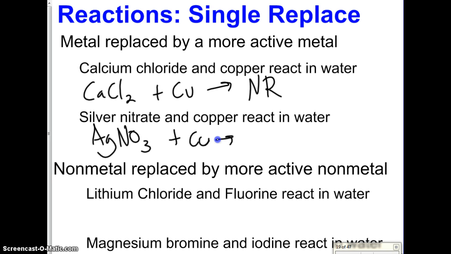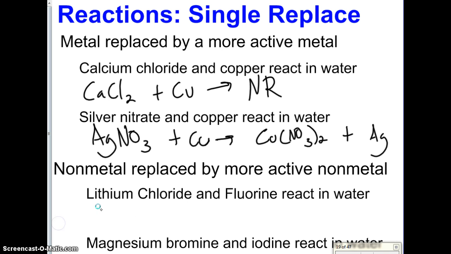And again, we have to assume the most common charge of copper, which is going to be +2 unless we're told otherwise. So this is going to form copper(II) nitrate, Cu(NO3)2, and silver metal. And again, the compound would still be aqueous, but we'll deal with states of matter tomorrow.